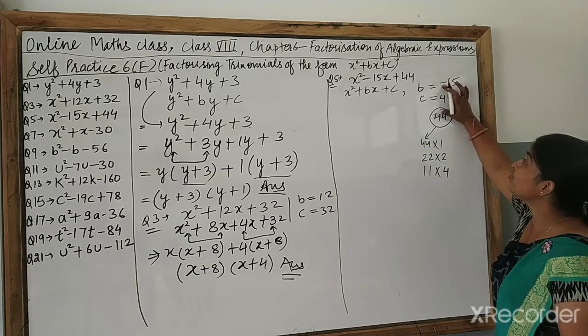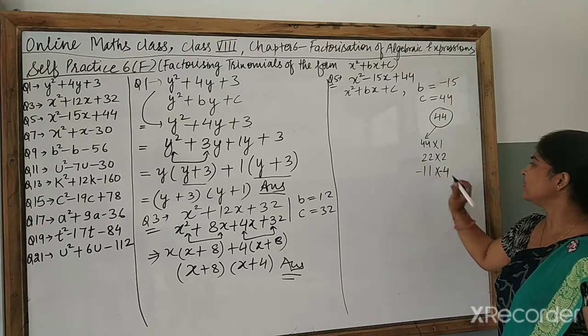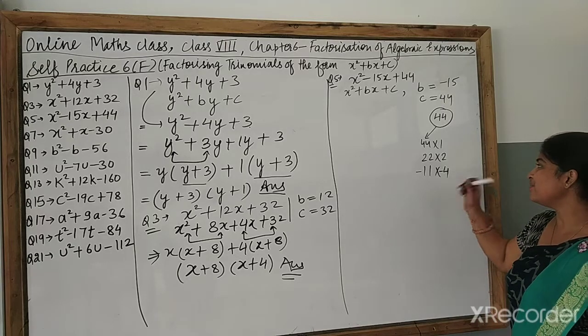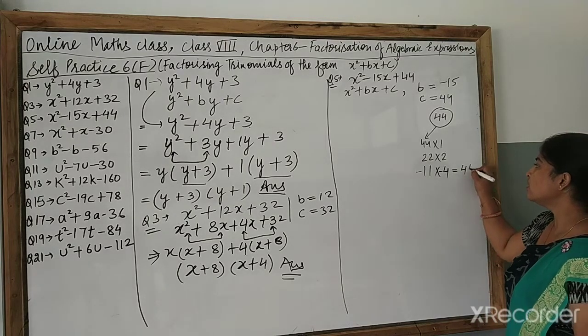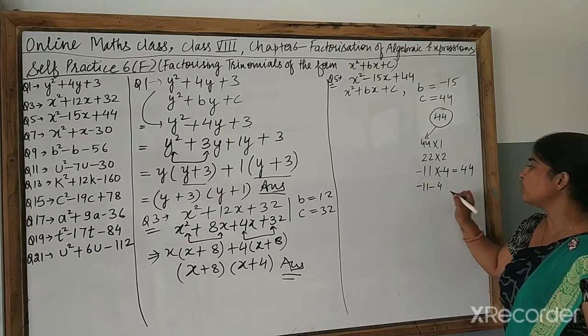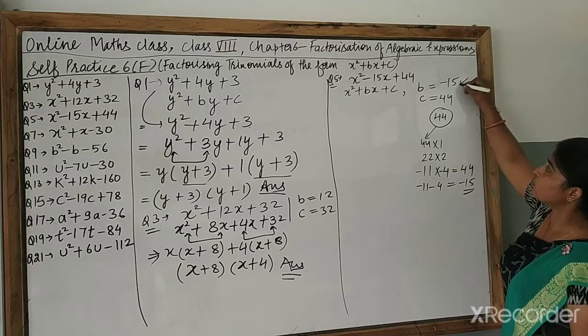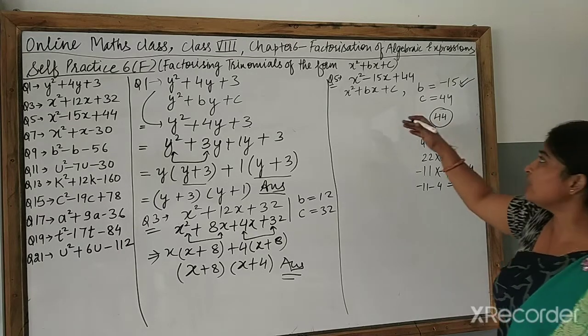But we need here minus 15. So can I do like this? Minus 11 and minus 4. Minus 11 times minus 4, the answer will be plus 44. And if I do minus 11 minus 4, then what I will get? Minus 15. The same answer I require actually. So the same way you will go over here.